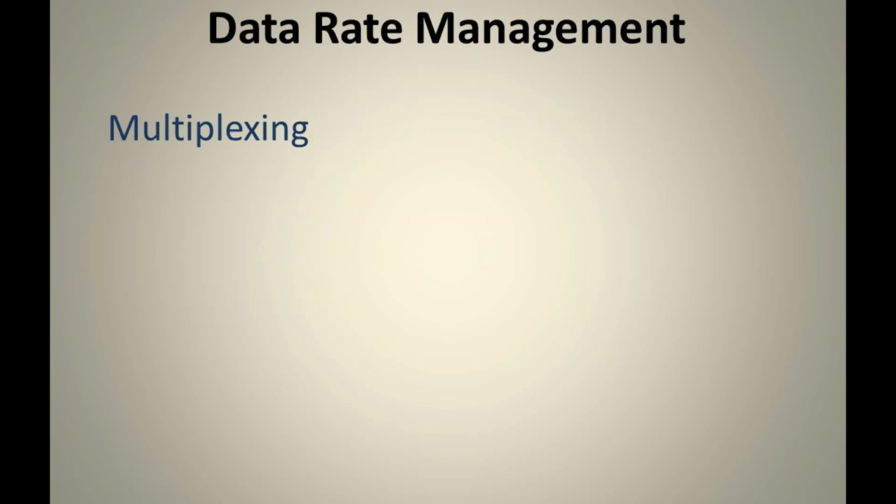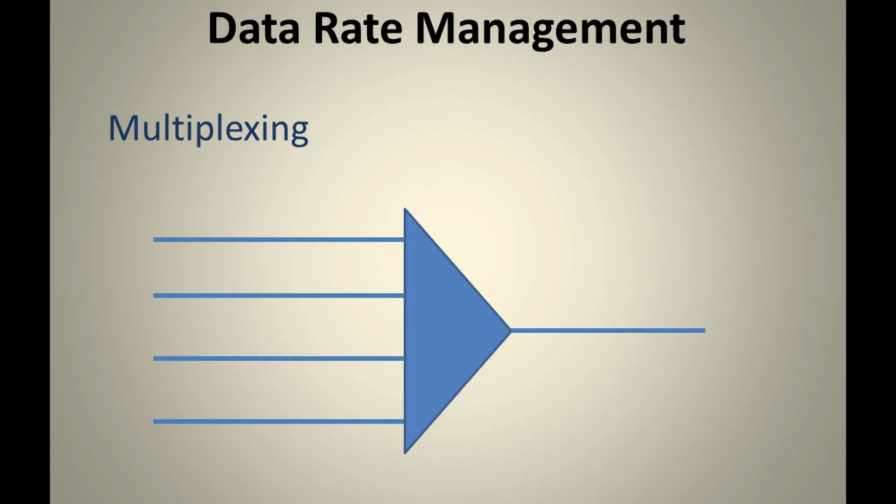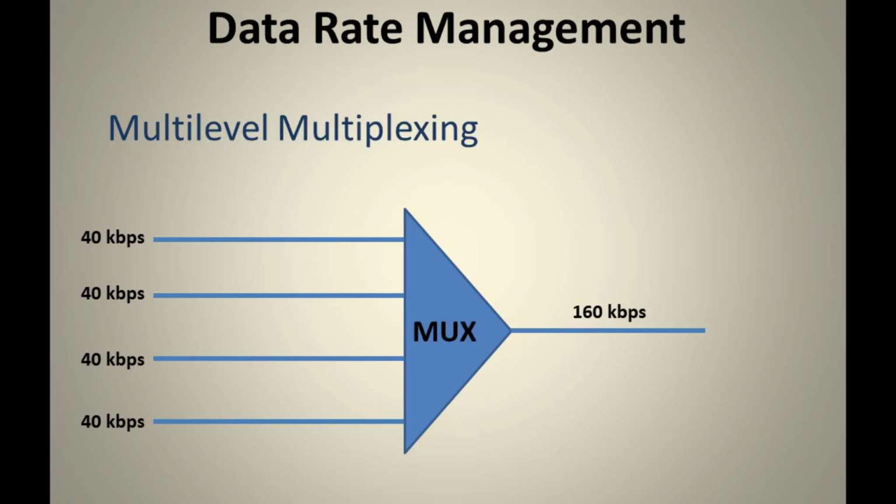So first of all, what is the meaning of multiplexing? In simple multiplexing, if the speed of the link is 160 kbps, kilobits per second, and there are 4 channels, every channel will have a speed of 40 kbps, so that 40 plus 40 plus 40 plus 40 becomes 160. This is how the multiplexing is done. This is single level multiplexing.